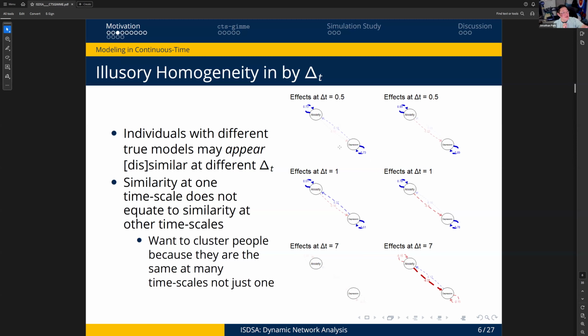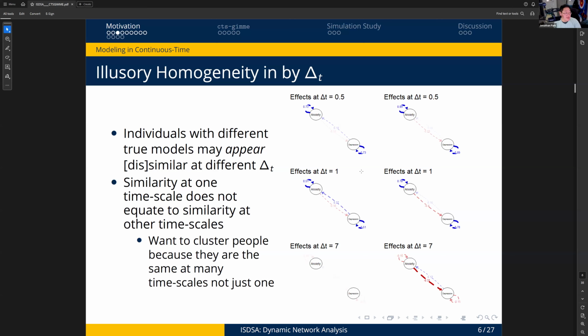The effect of depression on anxiety is about 0.2, and the negative effect of anxiety on depression is about minus 0.1. For the other subject, it's about 0.1 from depression to anxiety, but 0.2 from anxiety to depression. So if I'm only looking at the sign and not the magnitudes, I would say at a 12-hour sampling rate, these two individuals have common or similar dynamic patterns. There's a positive effect from depression to anxiety. There's a negative effect from anxiety to depression.